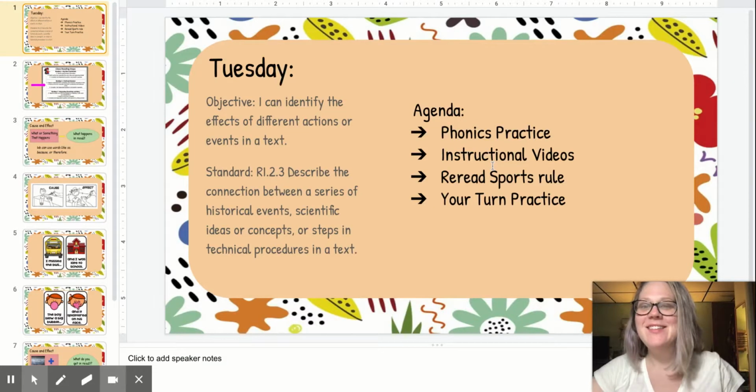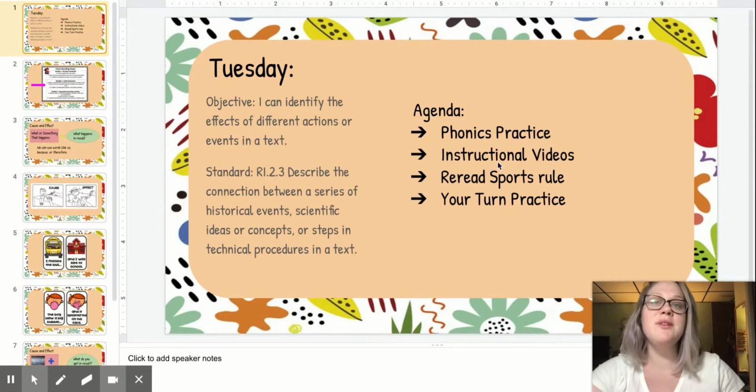Hi guys! So today we are going to be identifying the effects of different actions or events in a text. This is going to come out of our standard that we've been working in, which is RI 2.3. That says we can describe a connection between a series of historical events, scientific ideas, or concepts, or steps in a technical procedure in a text.